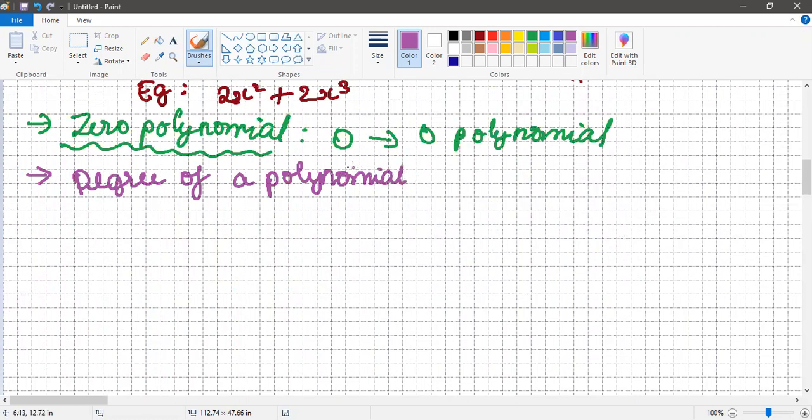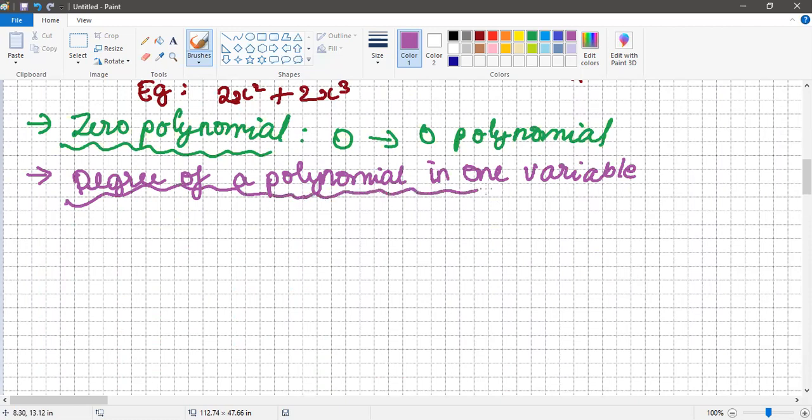So what does the degree of a polynomial exactly mean? If I say the degree of a polynomial in one variable, we're studying only one variable now. It is the sum of the powers of the variables in each term which is taken up, and the highest sum so obtained will be the degree of the polynomial. Quite a huge definition, right? But what does it exactly mean? I will write it down for you as well.